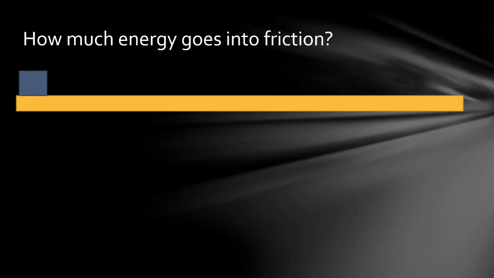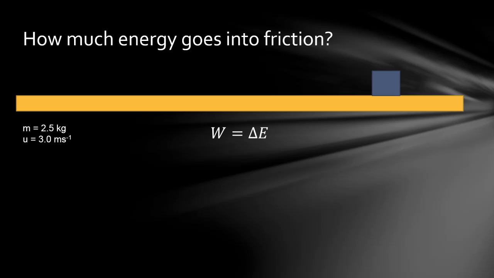So how much energy goes into friction? Here's an example problem. We have our first scenario where the block has an initial velocity and it slows due to friction. All right, we're going to give the block a mass of 2.5 kilograms, and the initial velocity is going to be 3.0 meters per second. Well, we know by conservation of energy that the work is going to be equal to the change in the kinetic energy, or the change in the energy.